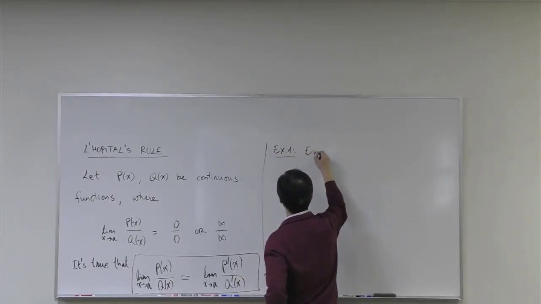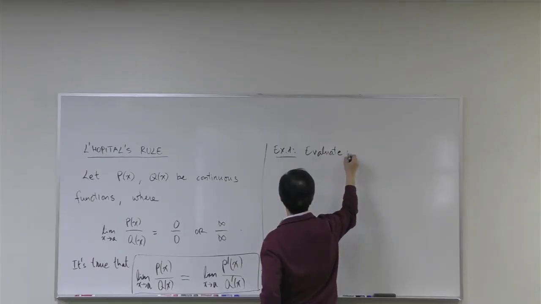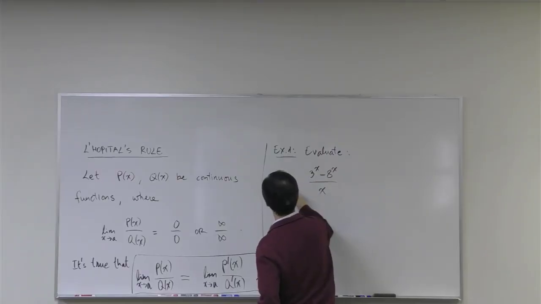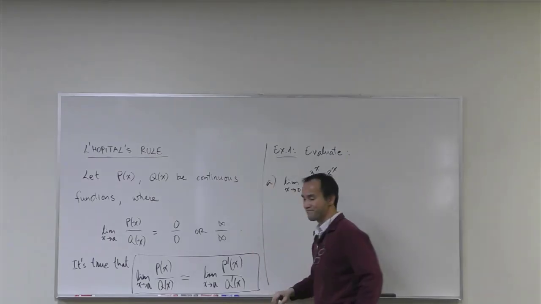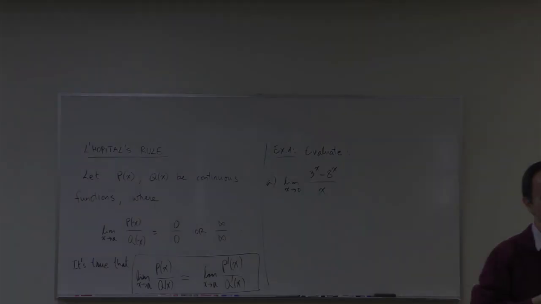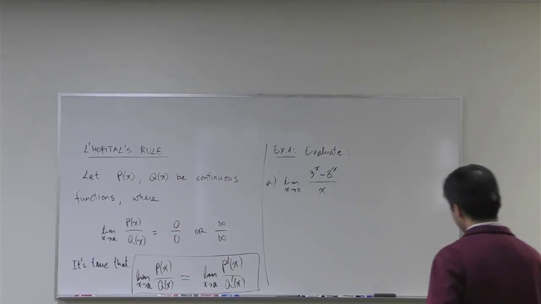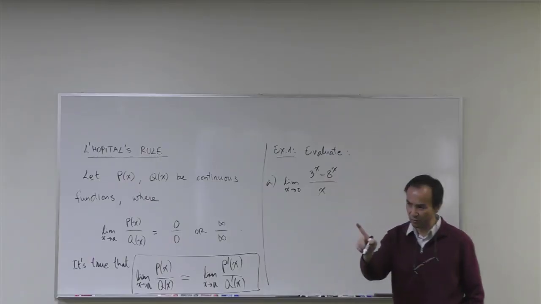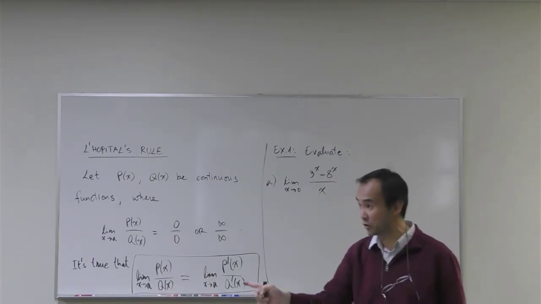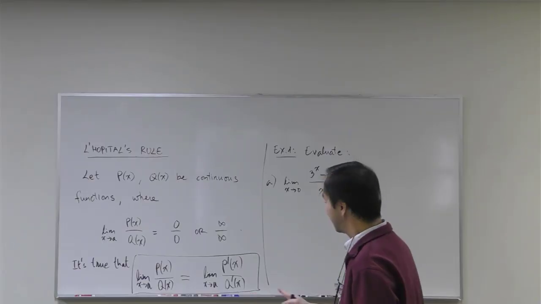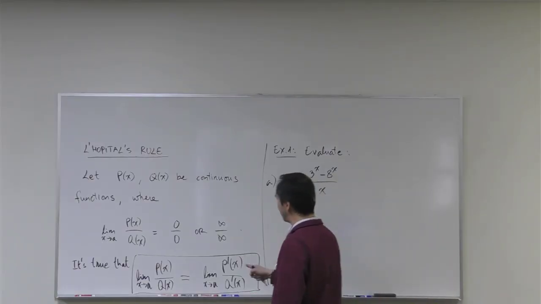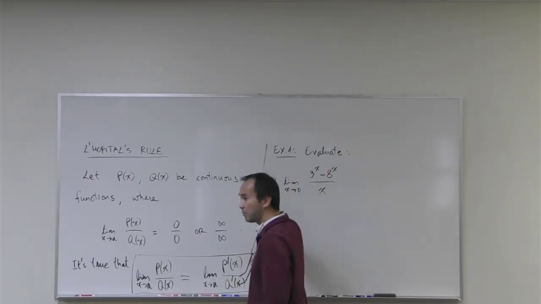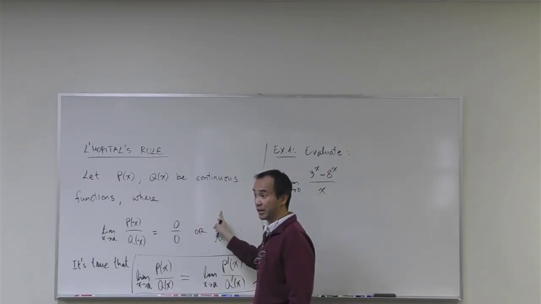So let's evaluate the limit of 3 to the x minus 8 to the x over x. Part A of our problem: the limit as x gets close to 0. Here's the way we use L'Hopital's rule: you have to indicate that we run into an indeterminate form before you use it. Otherwise, if your limit laws come out immediately into some limit, then please don't use L'Hopital's rule, or you're going to give an incorrect answer.